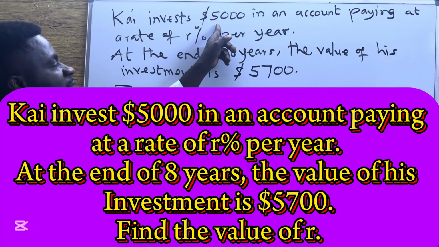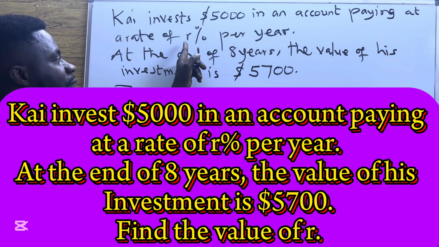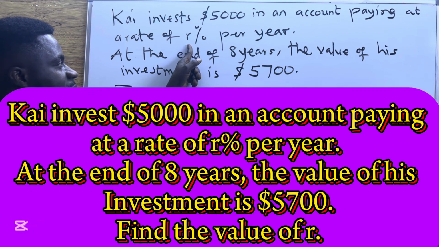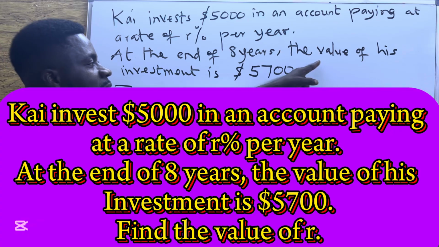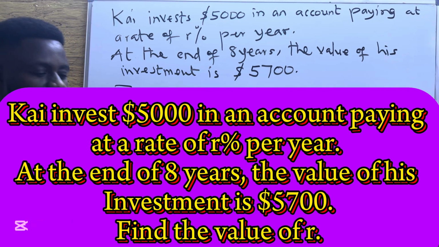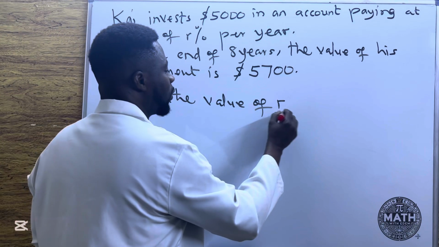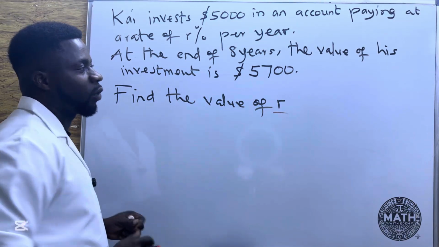Kai invests $5,000 in an account paying at a rate of R% per year. At the end of 8 years, the value of his investment is $5,700. Find the value of R. So we are going to find the value of R. Okay, that is the rate. So we are going to solve this question together.